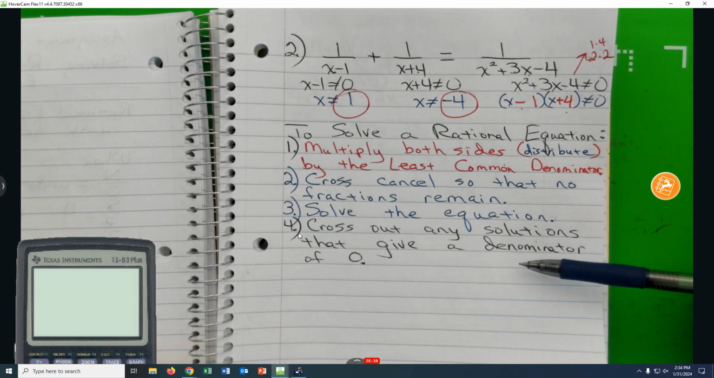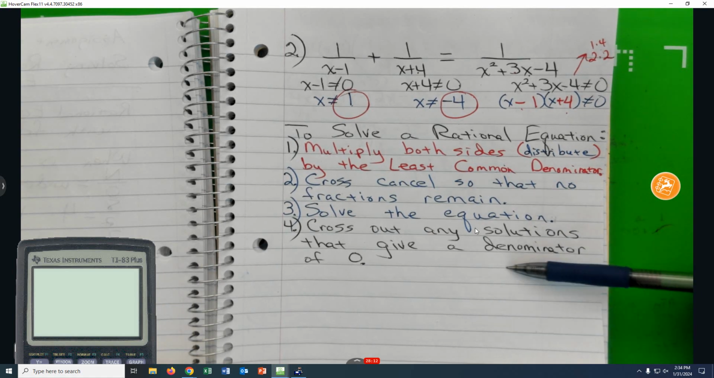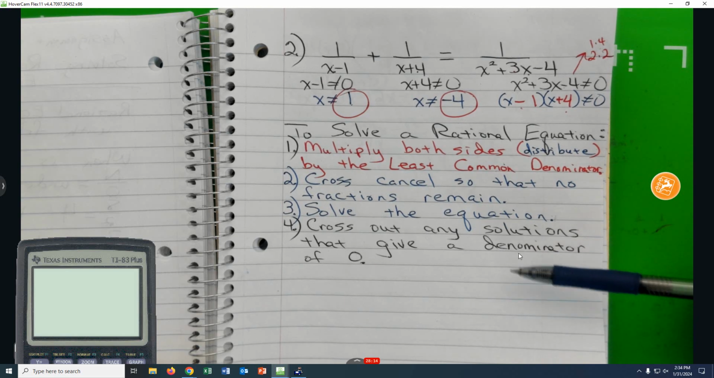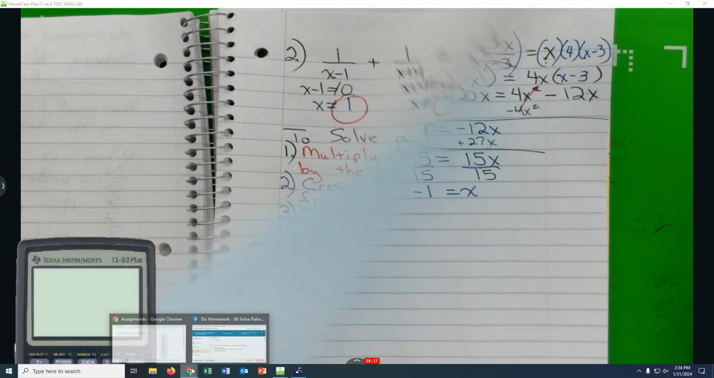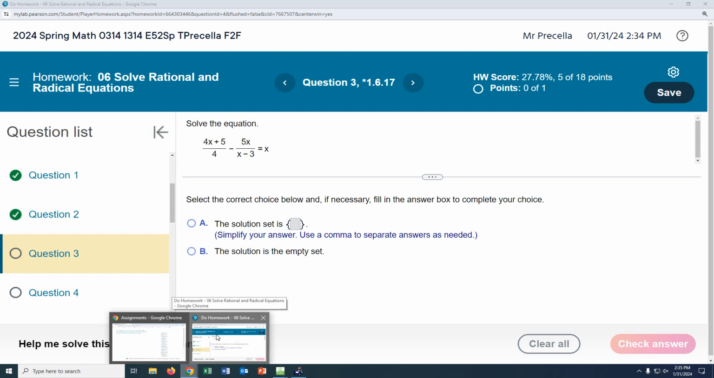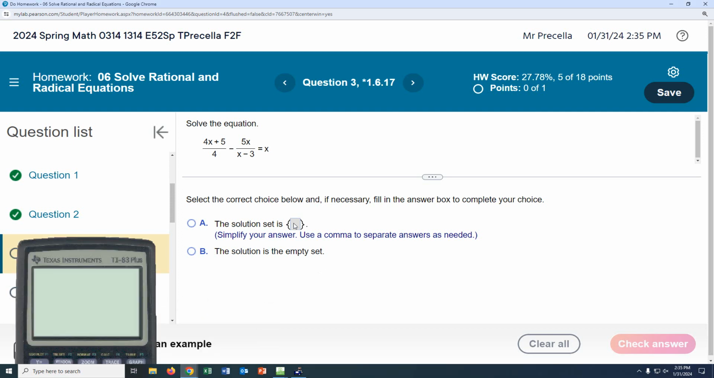Okay. We solve the equation. What do we have to do now? We have to cross out any solutions that give us a denominator of 0. Look back. This number 3 is a mess. Look back at that original problem. We're either going to put a 1 in this blank or have to choose the solution is the empty set. That's another way they say no solution. Okay, so we have to mark out the number 1. We use this option B.